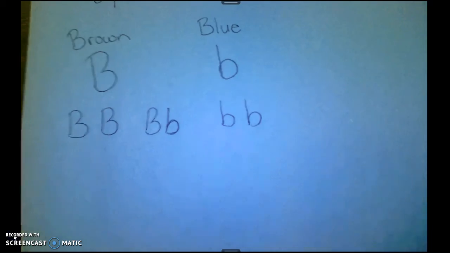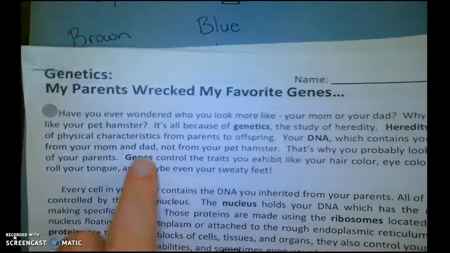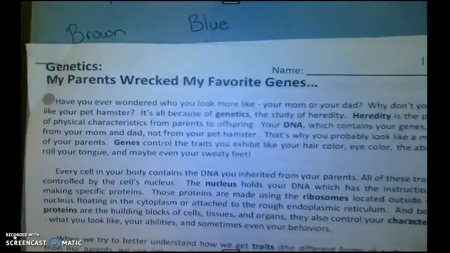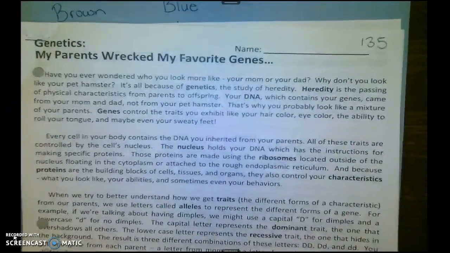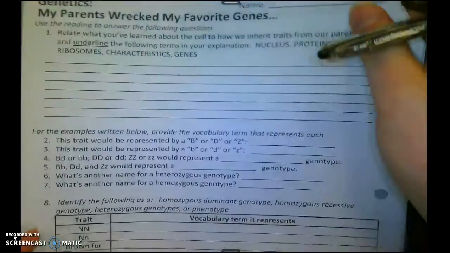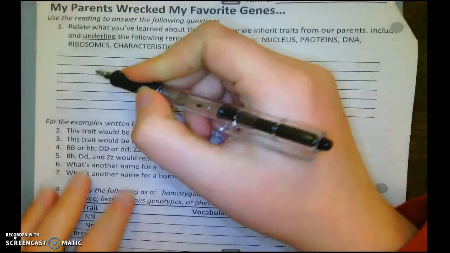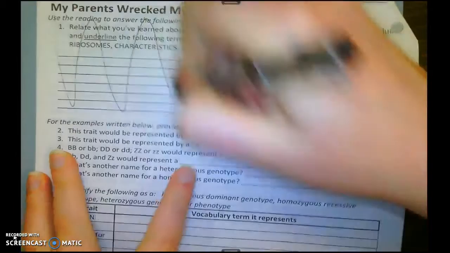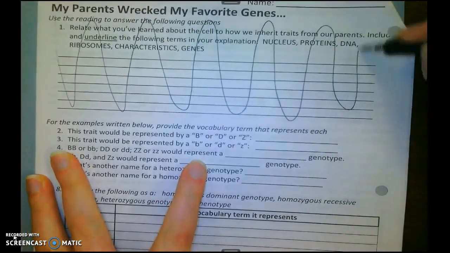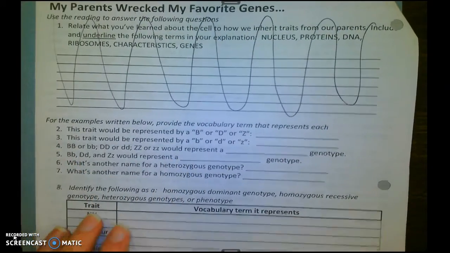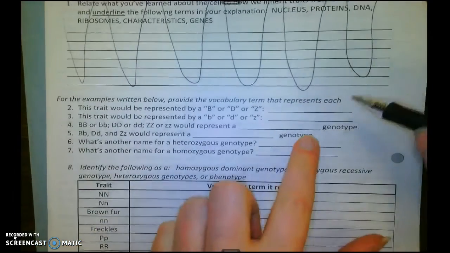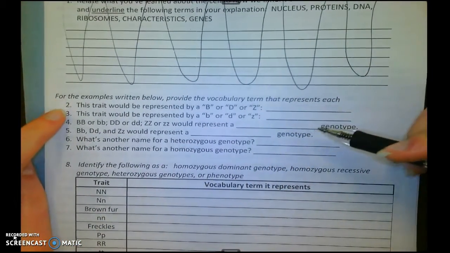So, I want you now to go ahead and find your My Parents Wrecked My Favorite Genes worksheet, and I want you to open it up. All right, we're actually going to skip this section right here. Yes, you can cross this out. The very first section we're not doing. You can cross that out. But we are going to look at number 2 and number 3.